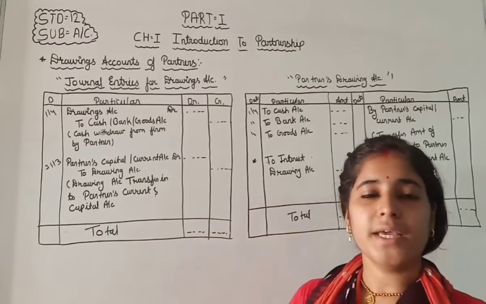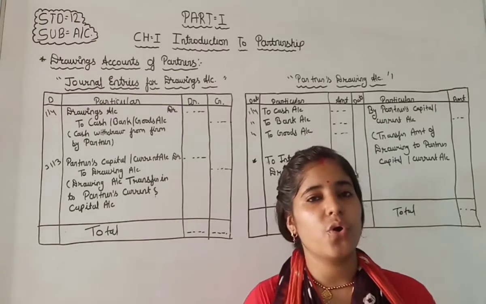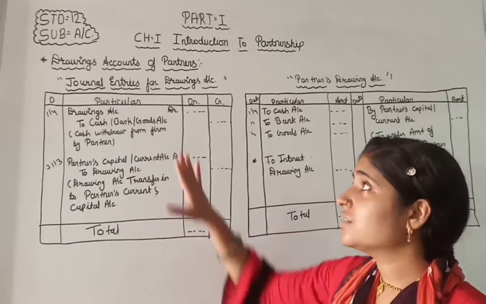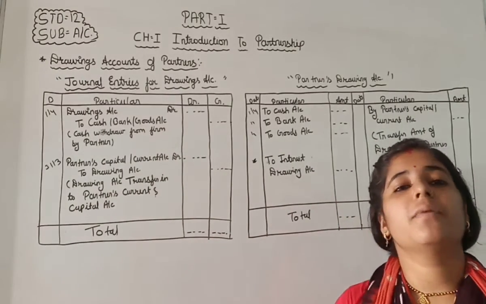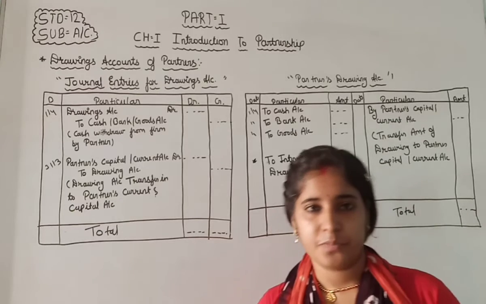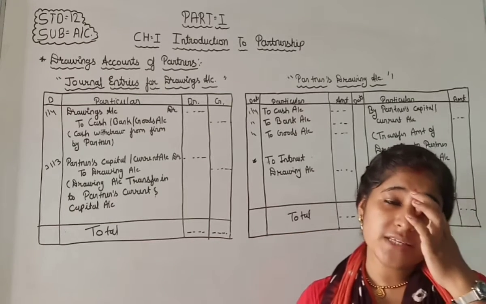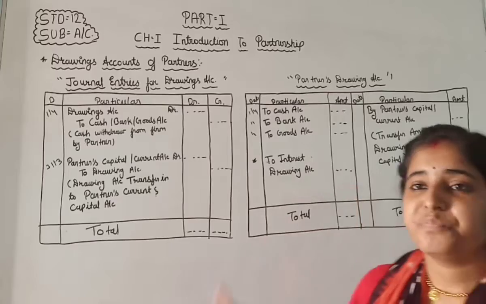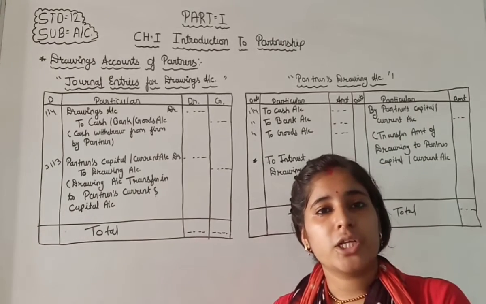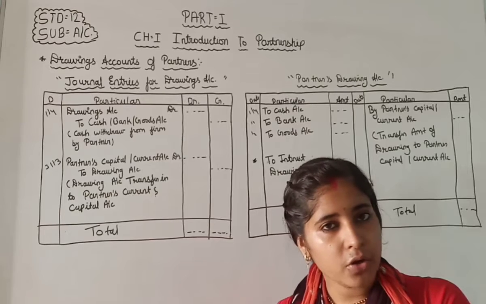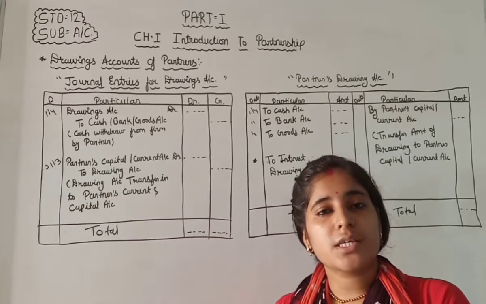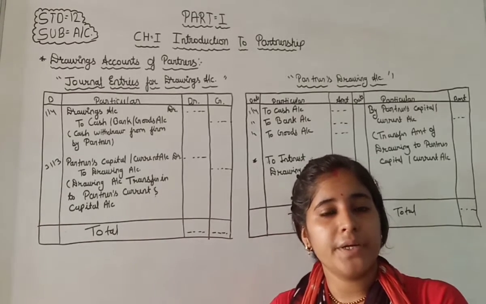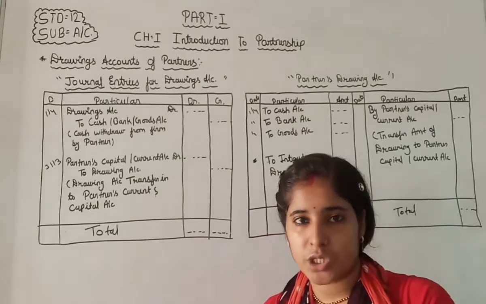Now I am taking class standard 12, subject accounts, chapter number 1, introduction to partnership. In the previous lecture we completed the syllabus of chapter number 1, including the topics fluctuating capital account method and fixed capital account method, and we discussed the difference between them, and we saw the partners' capital, current account, and profit and loss appropriation account.